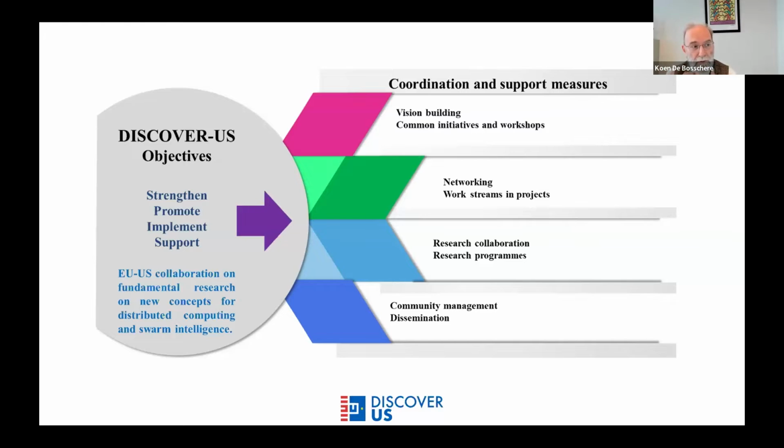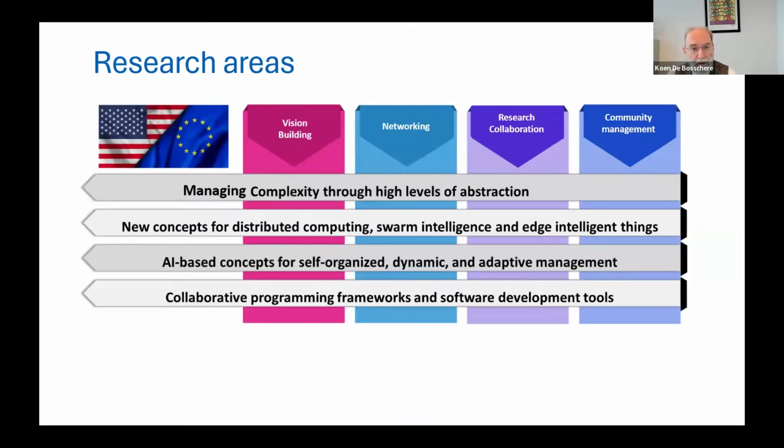So this project will fund the European researchers who want to visit the American colleagues, and the NSF is going to fund the American colleagues who want to come and visit us here in Europe. And then there is also dissemination of results, of course, and also community management, which is another word for trying to find people who will work with us. We call them the members, but I will explain that later. So we actually have 4 pillars here: vision building, networking, research collaboration, and community management.